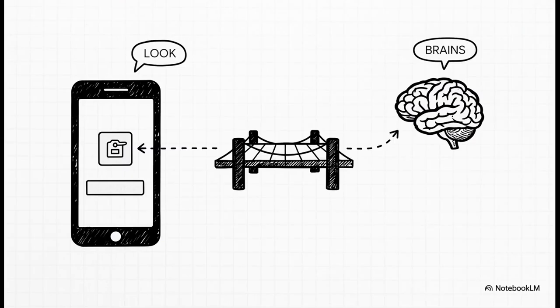But wait, how does the code know which button was pressed or which piece of text to change? Well, this is where it all comes together. Back in our XML blueprint, we can give any important view a unique name, or an ID. Then, in our activity code, we can just say, hey, go find the view with this exact ID and change its text. That ID is the essential bridge that connects the look and the brains of our app.